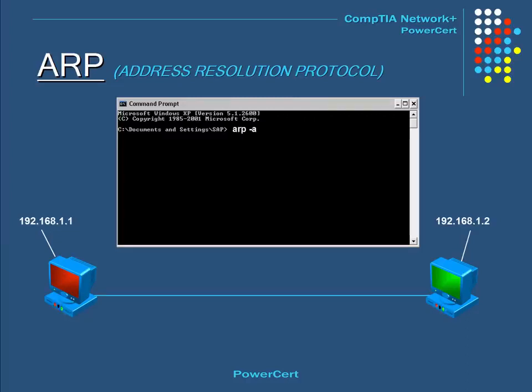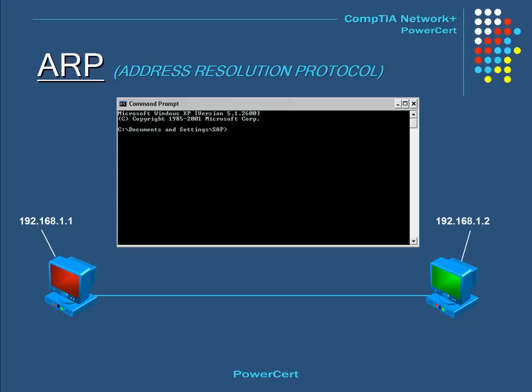In fact, we can check this ourselves at a command prompt by using the ARP utility by typing ARP with a -A switch. And as you can see, it has no entries at all. So now it will ask the computer with the corresponding IP address for its MAC address. And once it has the MAC address, it will store this information in the ARP cache.